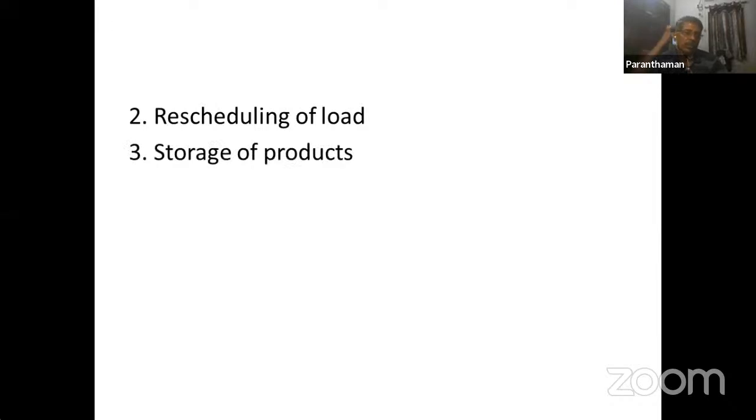Storage of products. What is the storage of products? Suppose a cold storage is there.